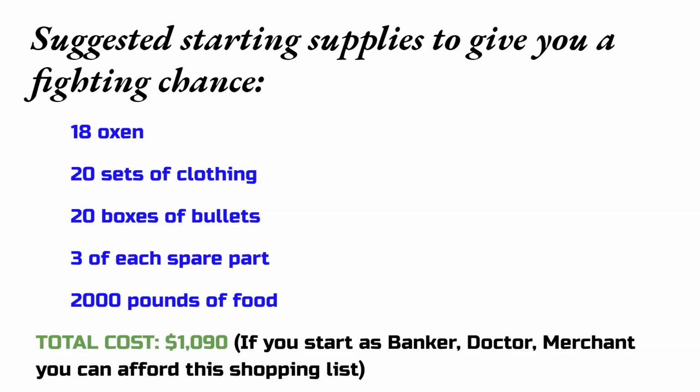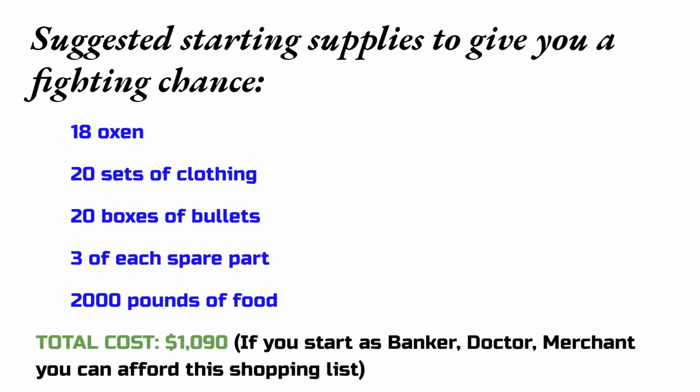Now this is suggested. You might want to write this down. This is suggested starting supplies to give you a fighting chance. There is a good chance you and your crew will be deceased on this journey. But this is basically the number of supplies if you want to have a good fighting chance to make it to Oregon alive. I suggest buying 18 oxen, 20 sets of clothing, 20 boxes of bullets, 3 of each spare part, 2,000 pounds of food, and if you add the cost of all this up, it equals $1,090.